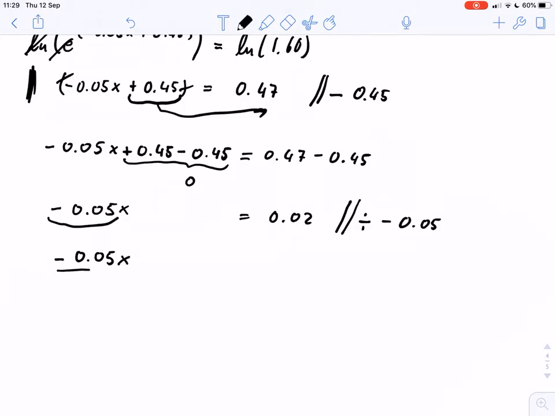On the left-hand side we get negative 0.05 x divided by negative 0.05. And on the right-hand side we get 0.02 divided by negative 0.05. And we see that the negative 0.05 cancels out. On the left-hand side, we've just left x equals, and for this one here, we can employ our calculator. So we've got 0.02 divided by negative 0.05. Well, one should be able to do that in the head, but never mind. So that would give us negative 0.4.